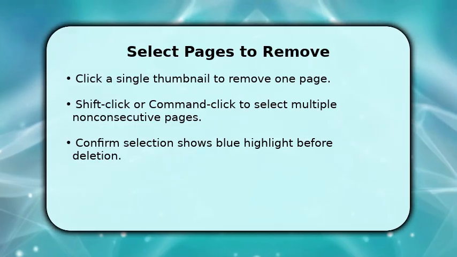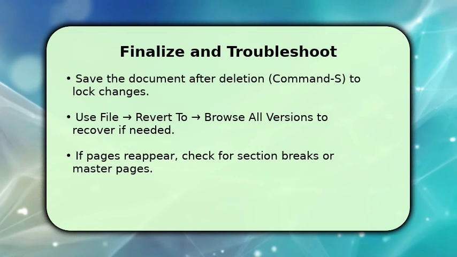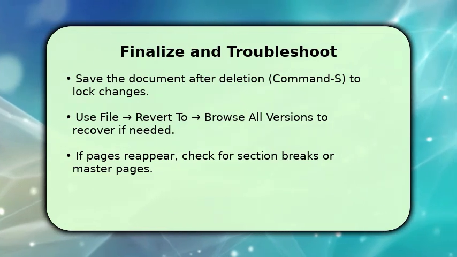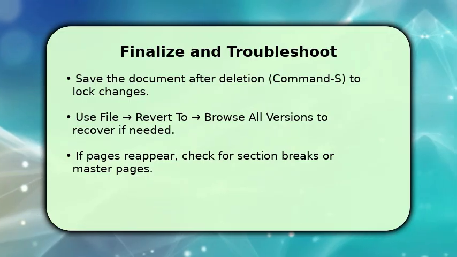You finish by saving the document with Command-S so your deletions stick. If you change your mind, use File > Revert To > Browse All Versions to restore an earlier copy. That's why duplicating first is recommended.